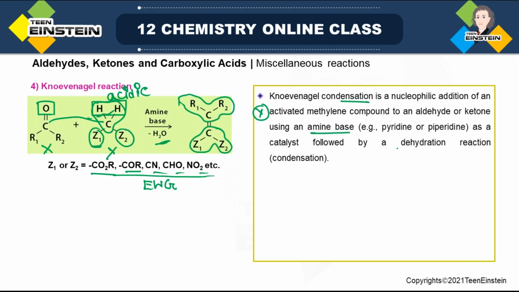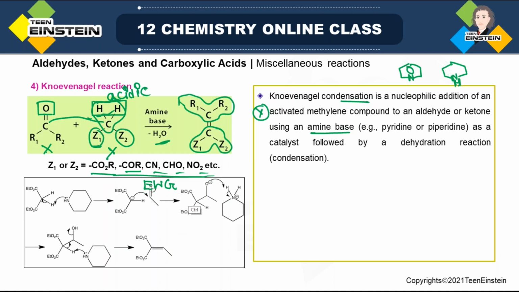What type of amine base? Pyridine or piperidine. Pyridine has this type of structure. It is just like benzene, but if you replace one of the carbons with nitrogen, it will be like this, pyridine. And piperidine is this one. It is a cyclohexane ring, but instead of CH2, at one position there is NH. So if you use this type of amine as a catalyst, it is followed by finally dehydration. So that is why it is condensation. Fine.